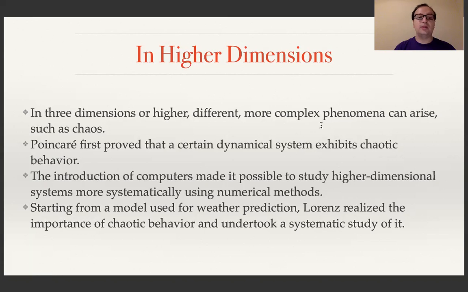Poincaré was the first one who proved that a certain dynamical system exhibits chaotic behavior. This was tied to his investigations into the motion of planets and to the theoretical problem known as the three-body problem. So his conclusion put an end to certain hopes of obtaining an explicit solution for the three-body problem.